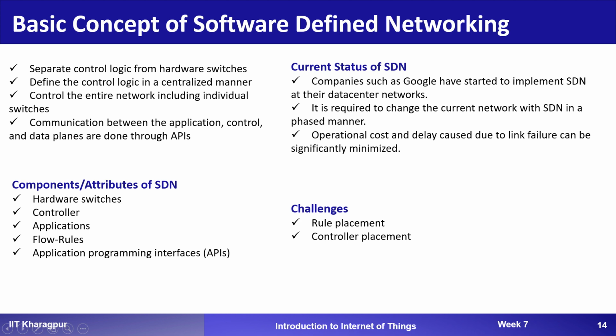Now the current status of SDN. Companies such as Google have started to implement SDN in their data center networks. It is required to change the current network to SDN in a phased manner. The operational cost and delay caused due to link failure can be significantly minimized, since we don't need to make changes in all the nodes, right? So this is going to reduce the operational cost and the delay also, because we have to make the changes at the centralized controller only in case a particular node gets corrupted. So this is going to reduce the delay as well as the operational cost.